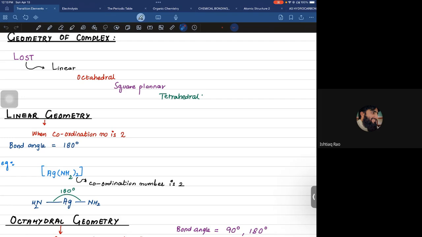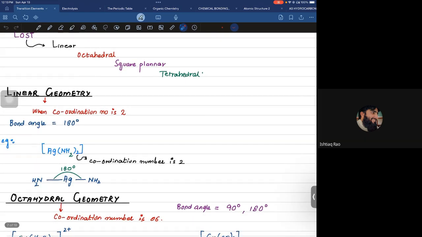Hexa means it can donate six electron pairs, and it can make six dative bonds with the metal. So then we have geometry, or you can say the structure of complexes. Number one, we have linear shape, linear structure.